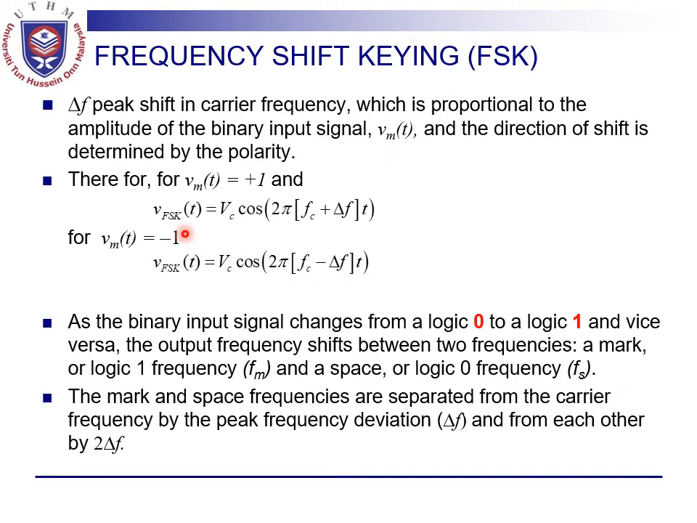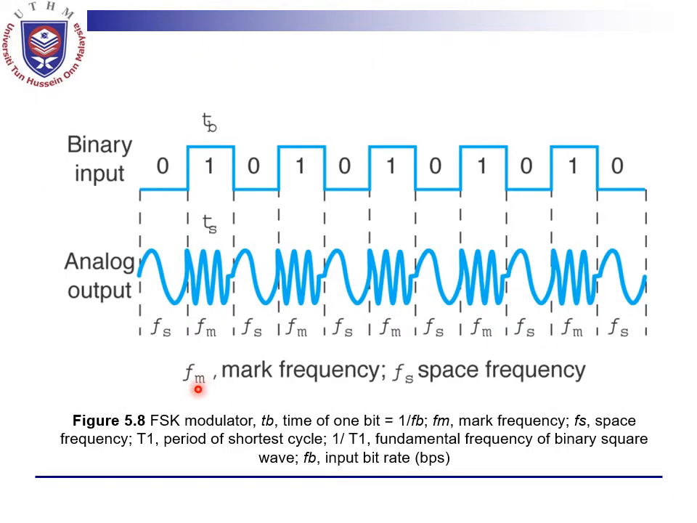Jadi frequency output untuk FSK ni depends on the input of the binary logic. So as I mentioned, we have only two logic, which is 0 or 1 for binary. So the output frequency depends on whether it is 0 or 1. If the input is 0, the output frequency will be Fs, and if the input is 1, the output frequency will be the frequency of Fm. So Fm is mark frequency and Fs is space frequency.